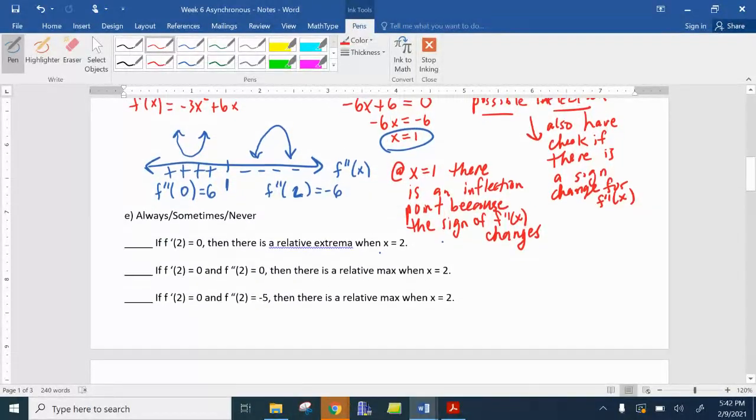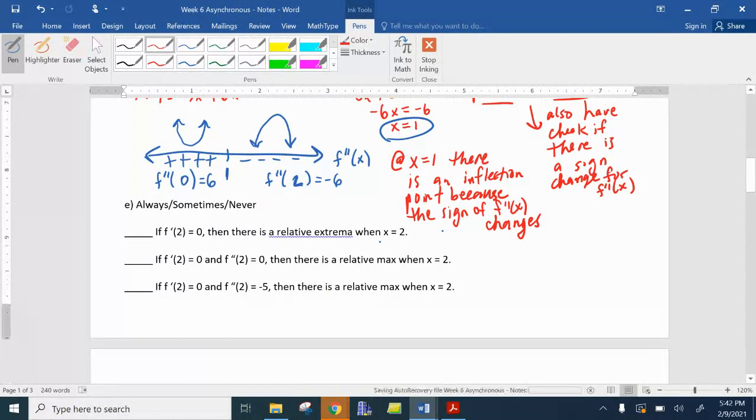All right, always, sometimes, never. Let's switch it up here. If we know that the first derivative at 2 equals 0, okay, then there has to be a relative extrema when x equals 2. All right, so what do we know about when a first derivative equals 0? Well, that could be, it's a candidate, right? That's just a candidate for relative extrema. If there is a corner, well, that wouldn't be it.